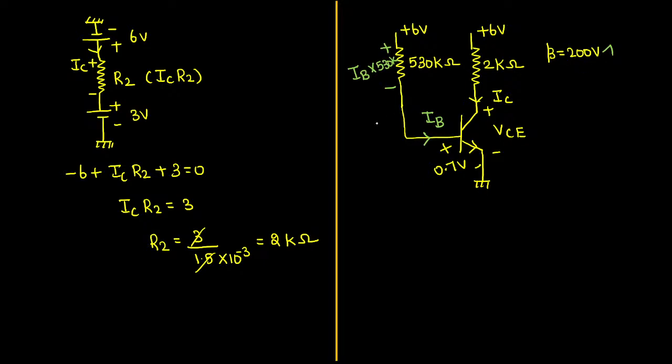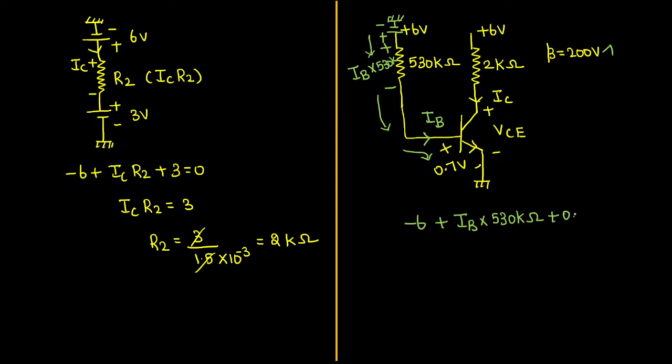Now first try to resolve this circuit. If I apply KVL for this loop, what will you get? Let us try to solve this. Sir, you know how to solve this. It will be minus plus 6 voltage. So minus 6 voltage as usual plus base current IB into 530 kilo ohm.